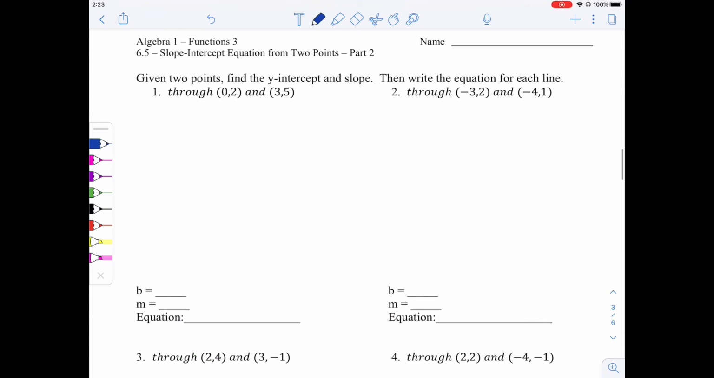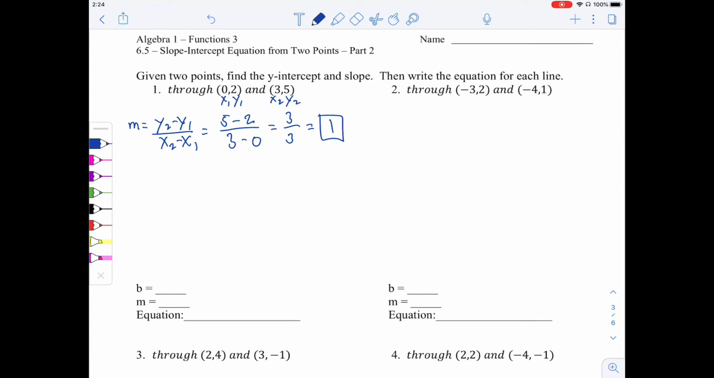Okay, so let's do a few examples. Given 2 points, find the y-intercept and slope, then write the equation. Given 2 points, we always start with m equals y2 minus y1 over x2 minus x1. Then we have our x1, y1, x2, y2, and we find the slope. So y2 was 5 minus our y1, which is 2. Our x2 is 3 minus our x1, which is 0. So 5 minus 2 on the top is 3, and 3 minus 0 is 3 on the bottom. So our slope is 1.